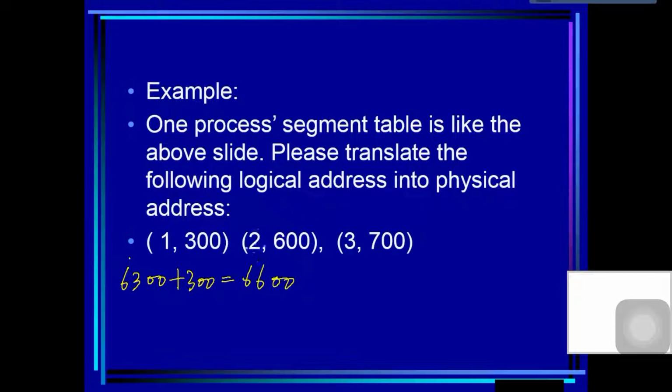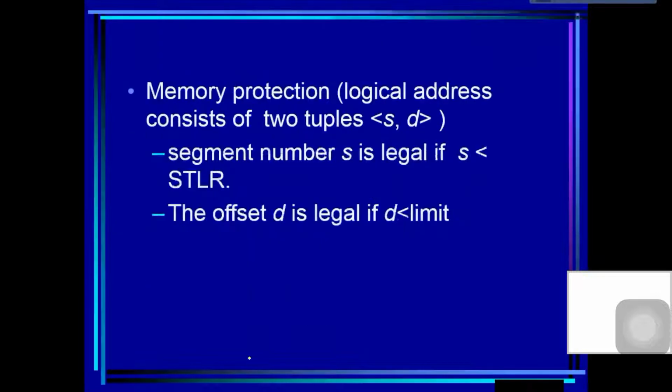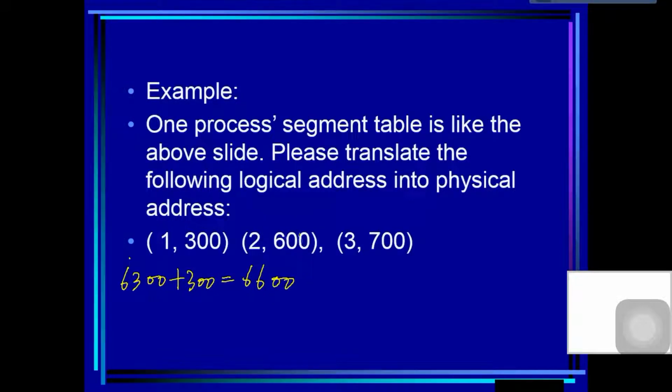The second segment number is 2 and the offset is 600, so we search the table here. The limit is 400 and the offset is 600, so this address is illegal because the offset is larger than the limit.